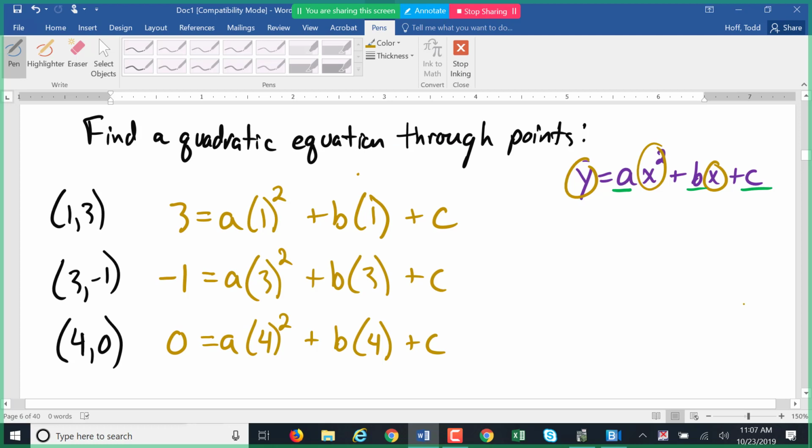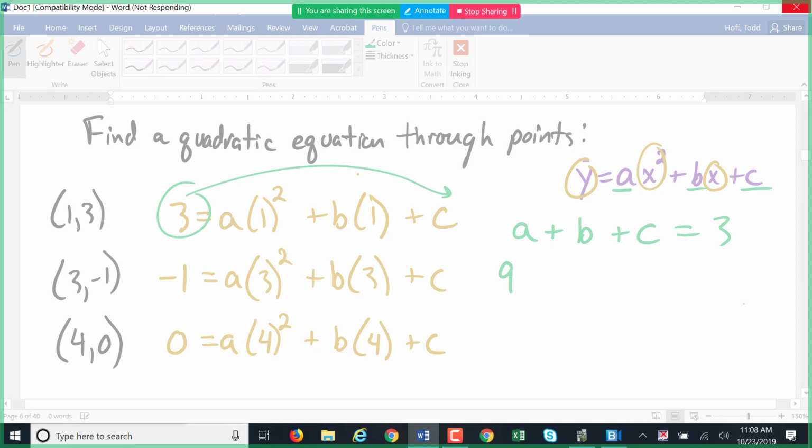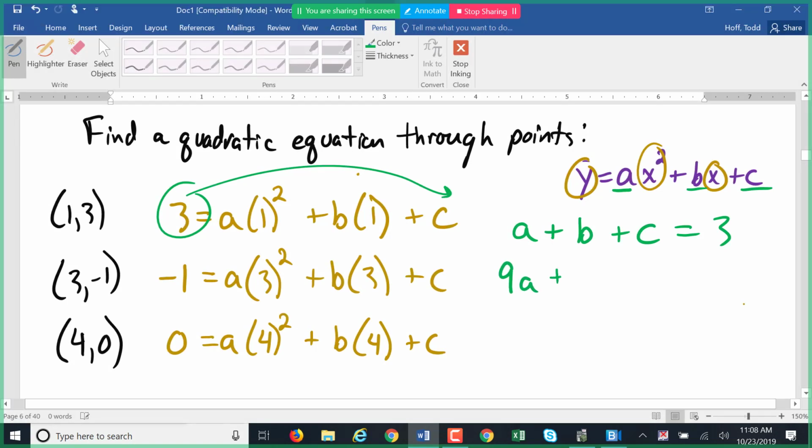So I can rework these equations slightly. This first equation is going to be 1 squared is just 1, so that's just a. b times 1 is just b, plus c equals 3. Notice I put this at the end of the equation instead of the beginning, because we're used to seeing it that way. Next here, a times 3 squared, that's 9, so that's 9a, plus b times 3 will be 3b, plus c equals negative 1. And the last one, 4 squared is 16, so that's 16a, plus 4b, plus c equals 0.